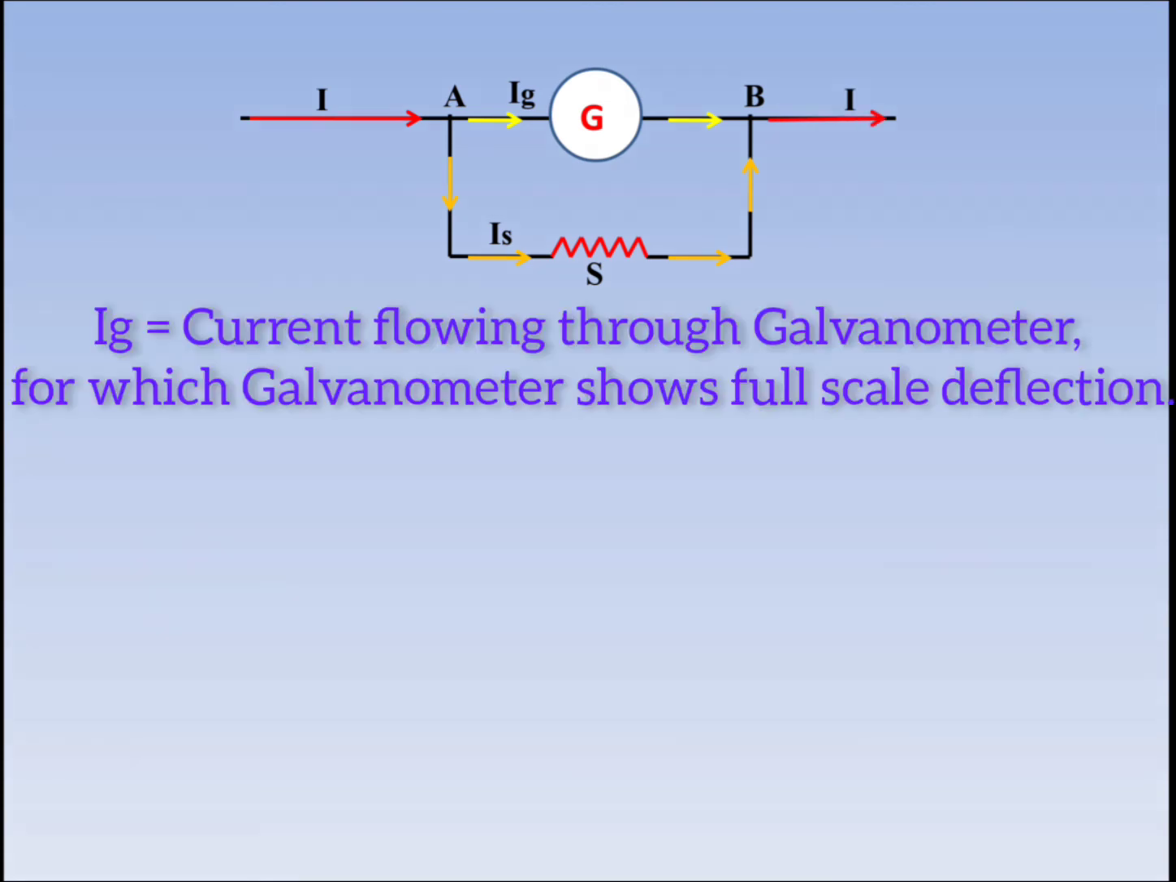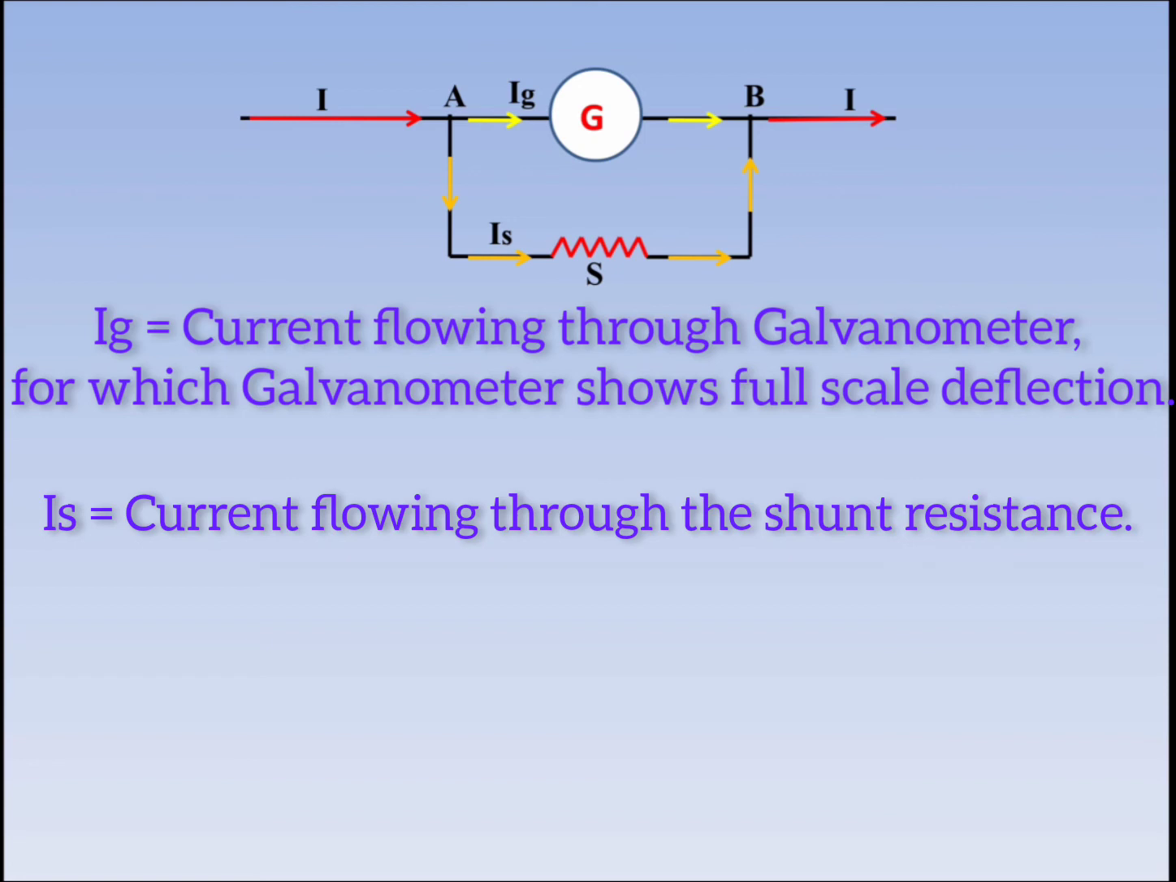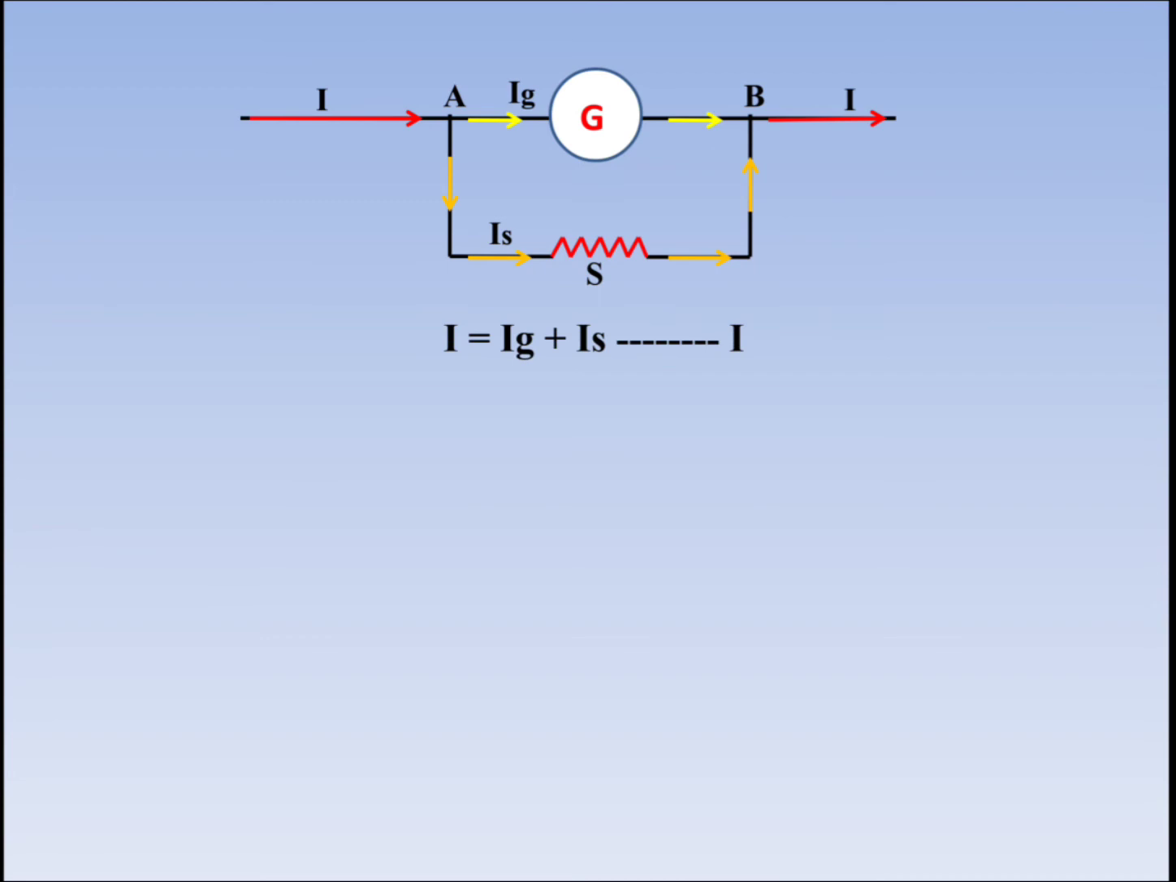Let Ig be the current flowing through the galvanometer, for which the galvanometer shows full scale deflection, and Is is the value of current flowing through the shunt. Therefore, we can write I is equal to Ig plus Is. Let this be equation 1. But the potential difference across the galvanometer is equal to the potential difference across the shunt, because the galvanometer and shunt are connected in parallel. Therefore, we can write Ig into G is equal to Is into S.